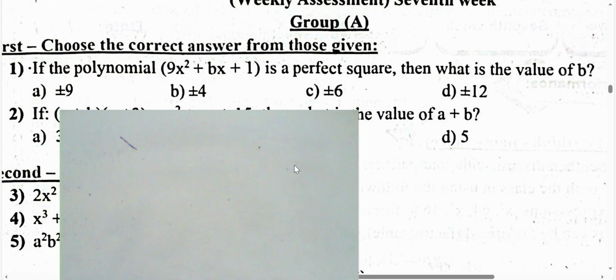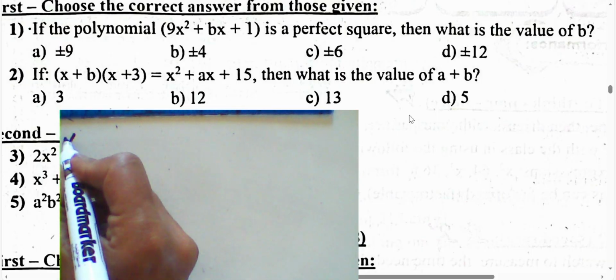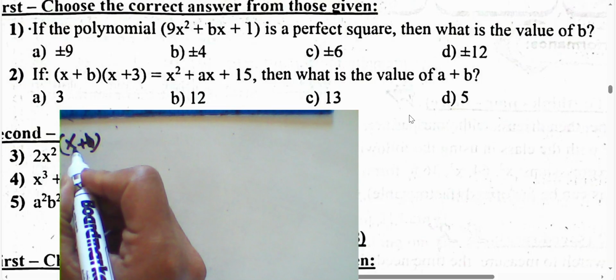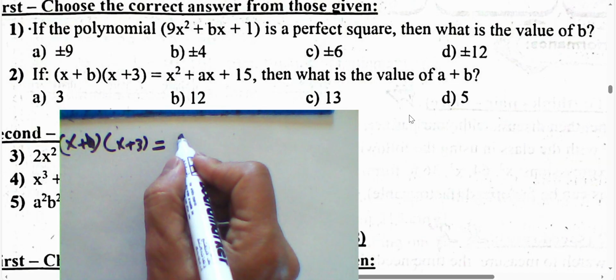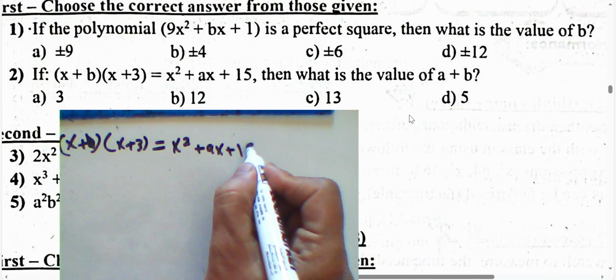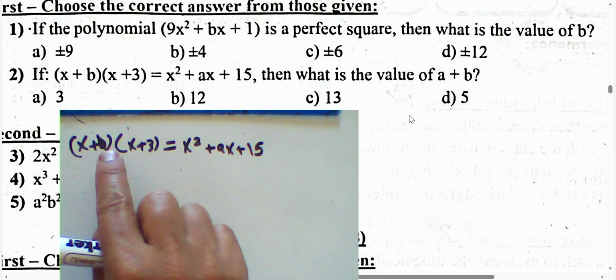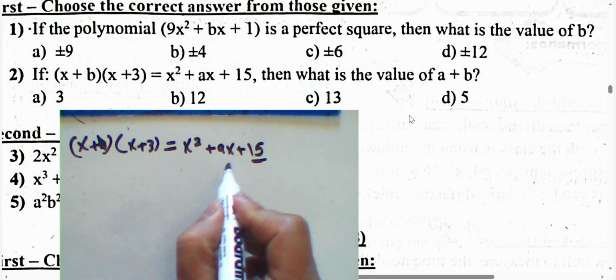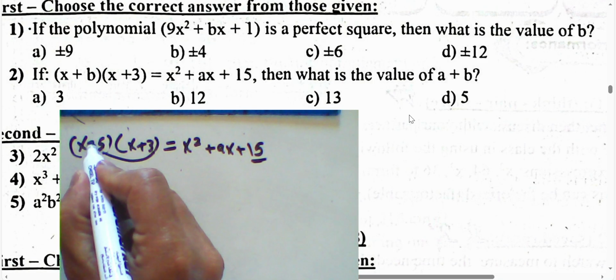Next question. Number 2. If (x + b)(x + 3) is equivalent to x² + ax + 15, he wants to find a + b. Okay, in this expression we know b times 3 equals 15. 15 equals 3 times 5. Then the value of b here will be 5.